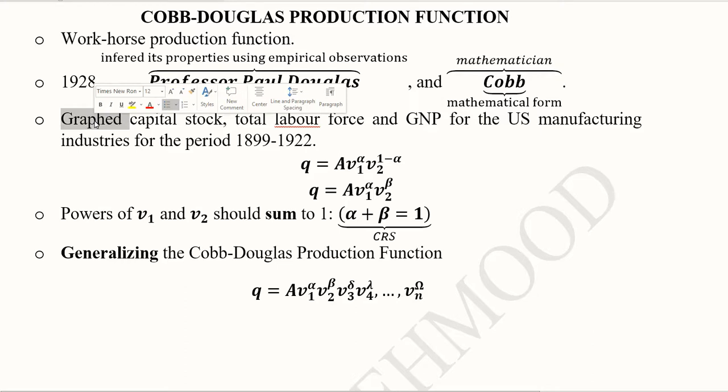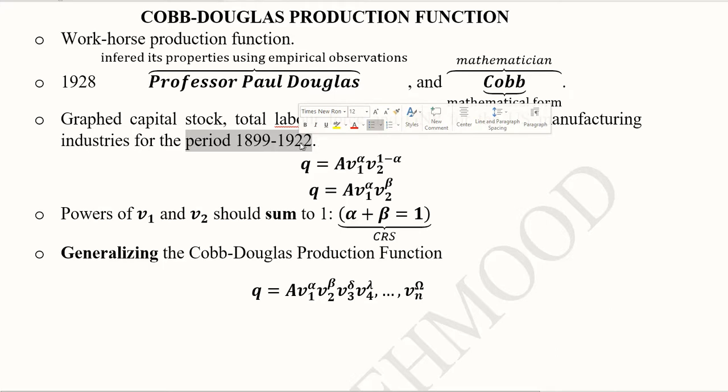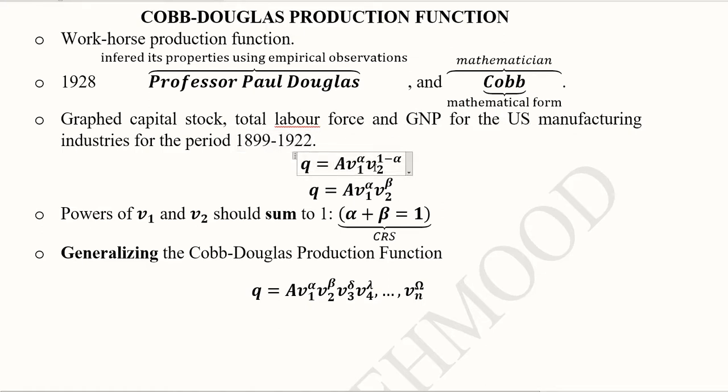So what they did is to graph the capital stock and total labor force and GNP for the US manufacturing industry for the period 1899-1922. They took this data and used this triad, that is the GNP, the labor force and the capital stock, and they came up with this functional form in which output is a function of two inputs, that is V1 and V2, maybe capital and labor or any other. But in this case, Cobb-Douglas production function was originally for labor force and for capital stock.